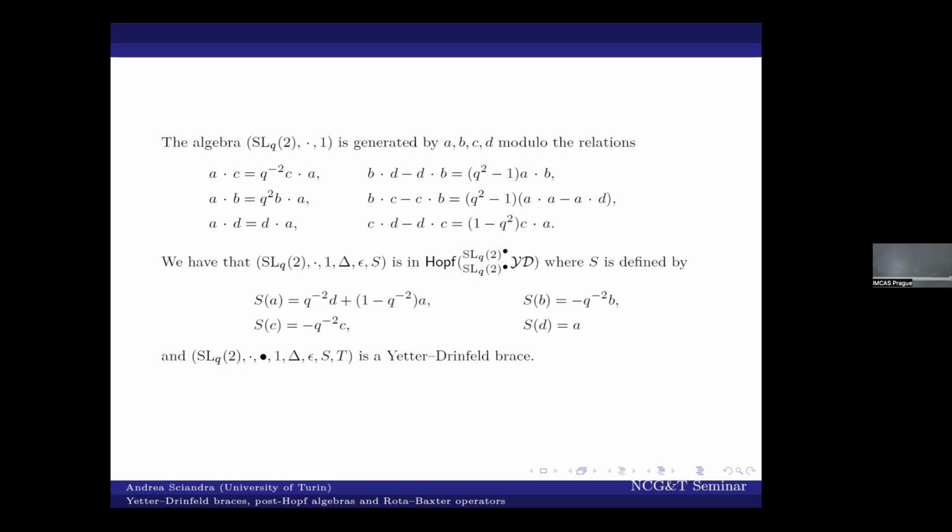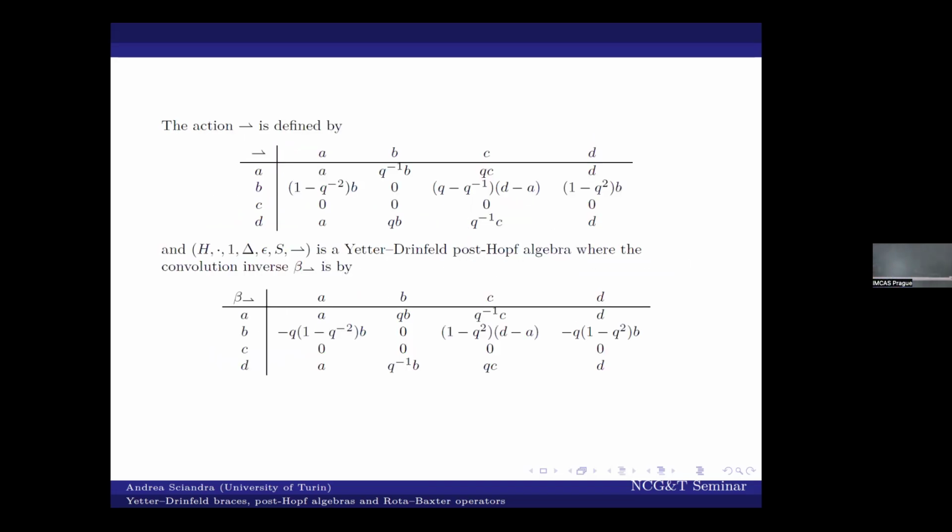over the category of Drinfeld modules over the starting SLQ2. So we start with SLQ2 and we define a new Hopf algebra structure, which is a Hopf algebra in the category of Drinfeld modules over the starting SLQ2. And you can see that in this case, again, the antipode over C fixes C with the scalar and also over B, while S of D is A as before, while S of A is something in D plus something in A. So this is the definition of the new antipode, and this gives you a Drinfeld brace again.